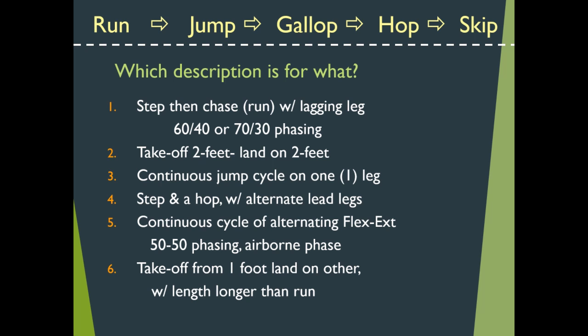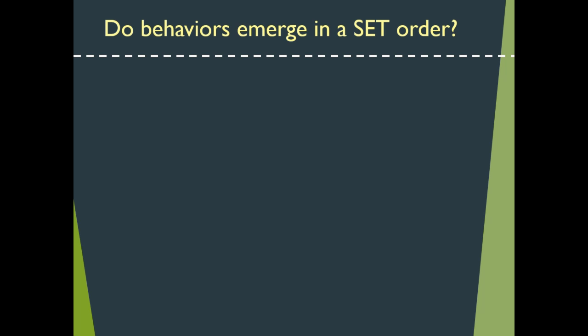Again, I refer you to the TGMD2. When we assess this, they have to perform at least 3 or 4 cycles of this before they achieve criteria. Philosophically, do these behaviors emerge in a set order?